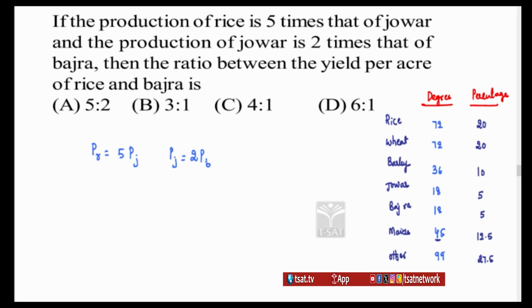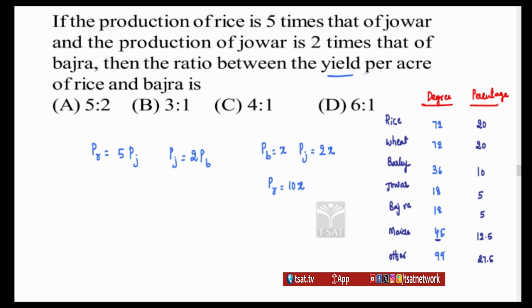Then the ratio between yield per acre. Yield means output, per acre means the place occupied. Okay, in terms of degrees it is all about the number of acres only given, right? So here production of bajra be x, therefore production of jowar becomes 2x and the production of rice becomes 10x.